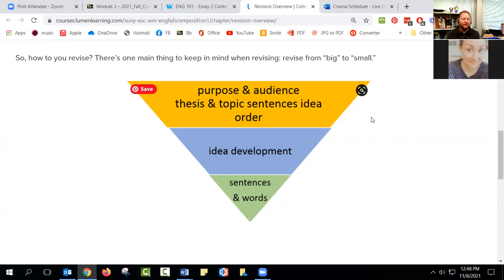So if you can remember the revision process in terms of this triangle, you'll probably have a much better approach to revision than if you just do what you've always done, which is just fix these little things here at the bottom of the triangle, right? So keep that visual in your mind there.